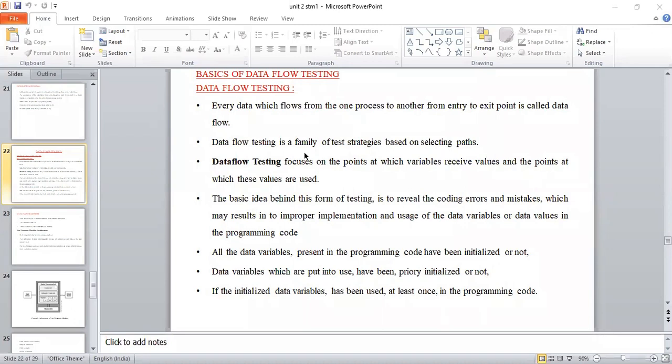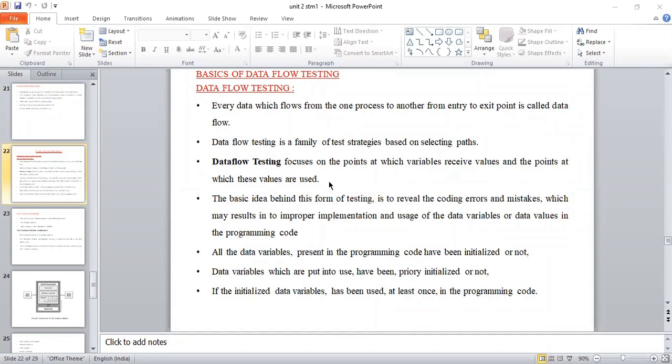Data flow is nothing but a connection between one variable and another variable. For example, A is a variable, B is a variable. It is a flow connecting A to B. So in data flow testing, it will check how a variable receives values and the points at which these values are used. How the variable receives values and how these values are used is tested in data flow testing. That is the basic point in data flow testing.